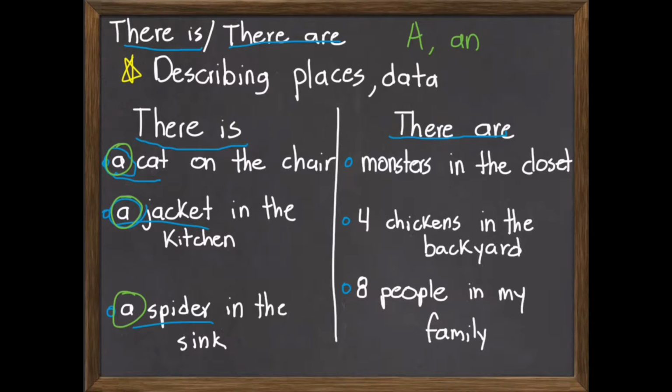It's just a spider. We use an before nouns that start with a vowel, such as an animal. And in the case of nouns that start with a consonant, as you have already noticed, S is a consonant, J is a consonant, C is a consonant, we use a before these nouns.